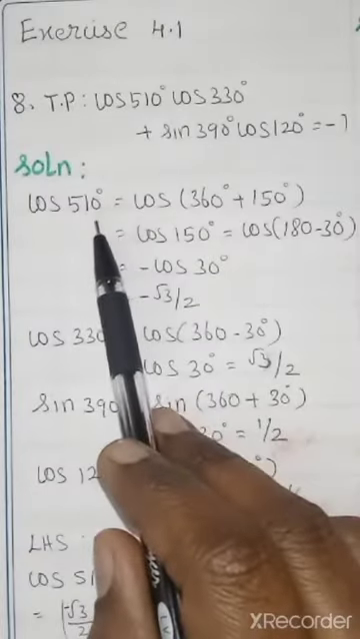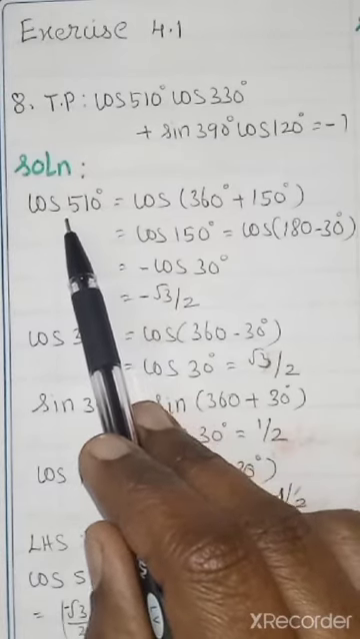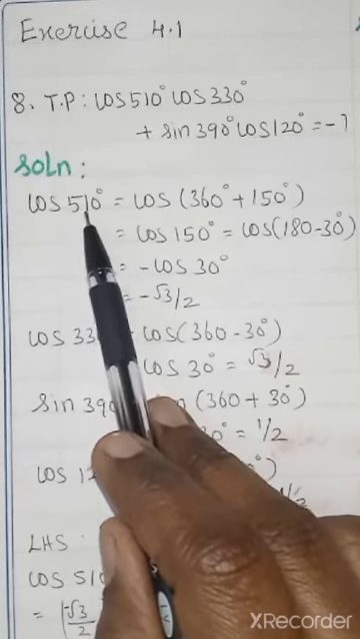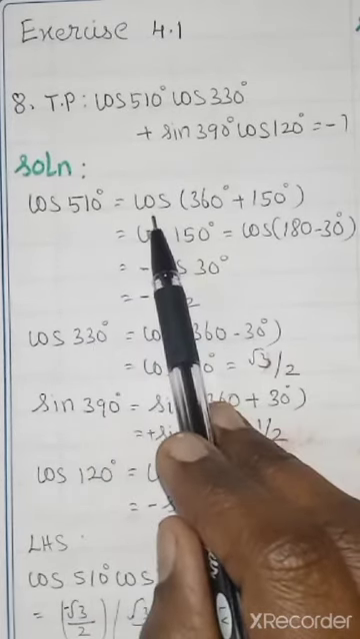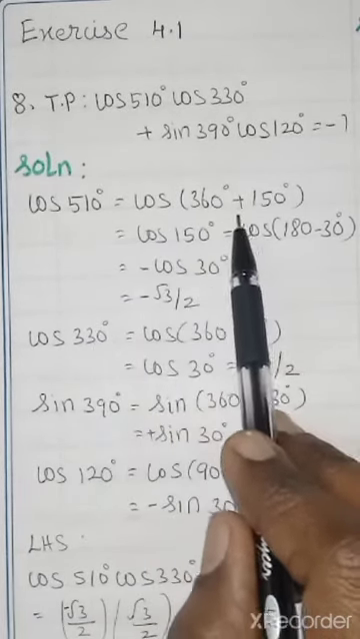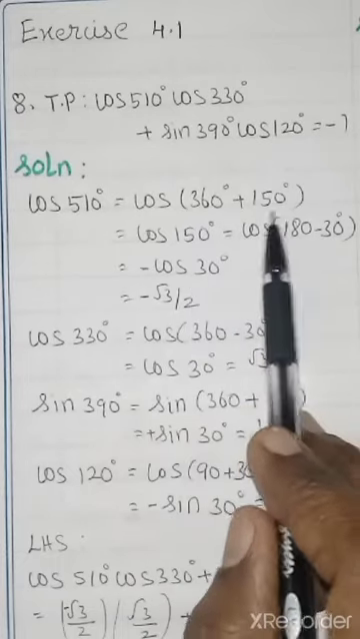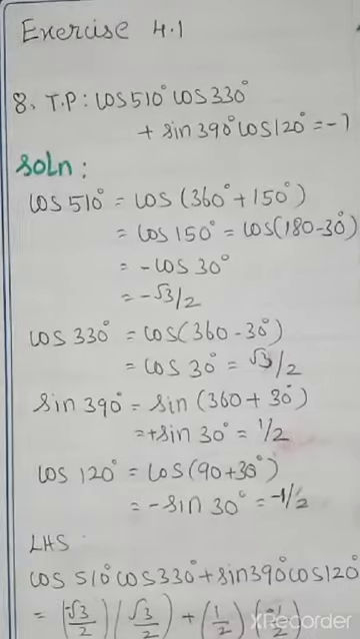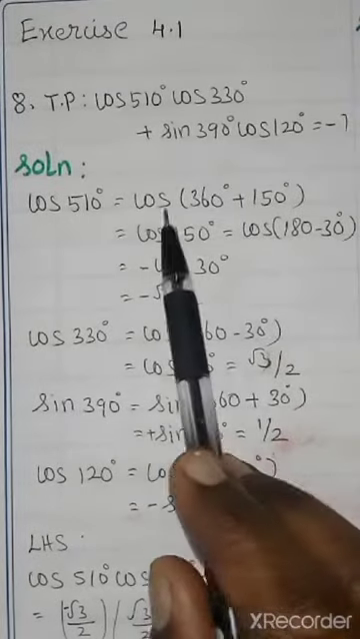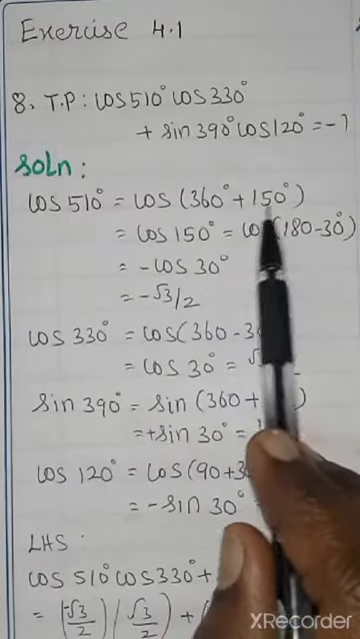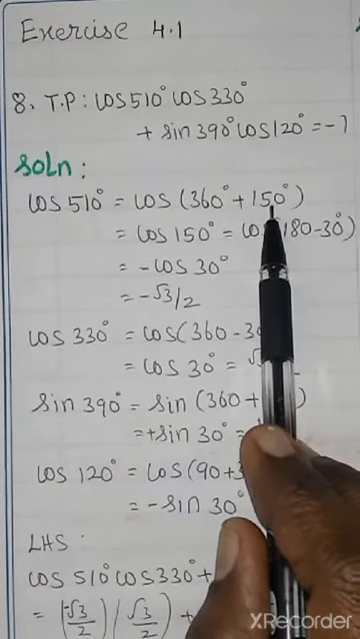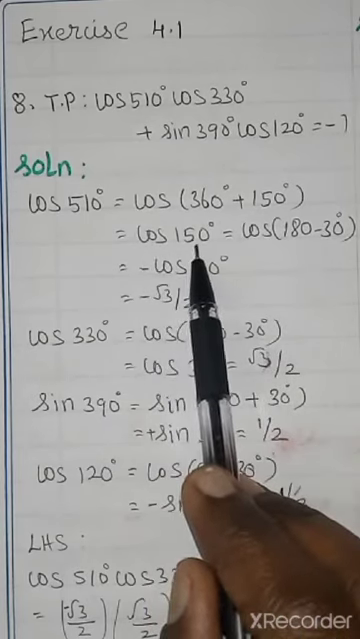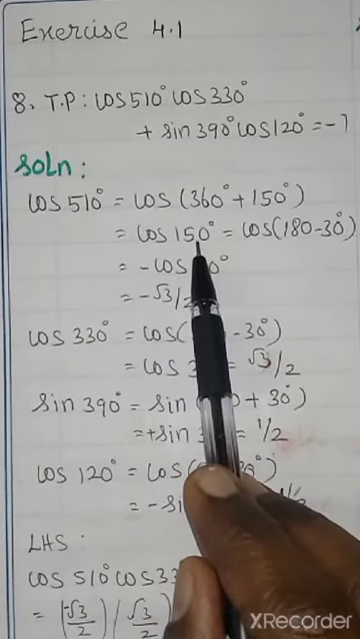Now can you find out the value of cos 510 degree? No, we don't have a direct value for this 510 degree. So we are splitting this 510 degree as cos of 360 plus 150. Correct? 360 plus 150 is 510. 360 is your one full rotation. So cos of 360 plus theta. Refer to your table and say cos of 360 plus theta is cos theta. So we are taking that as cos 150.